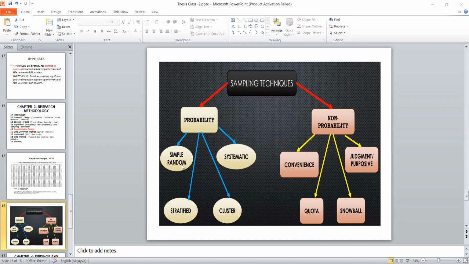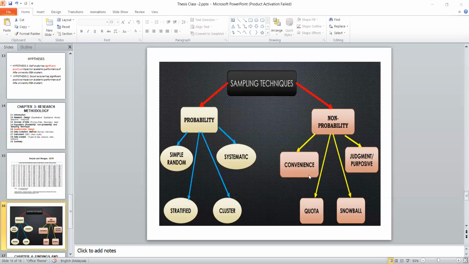So when you use simple random, every respondent has to be an employee of that organization. Or if you want to study unemployment, then every person has to be unemployed. Then you can use this sampling. And if you don't know the population, then you go for non-probability.